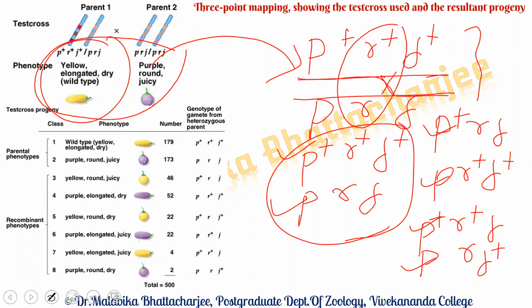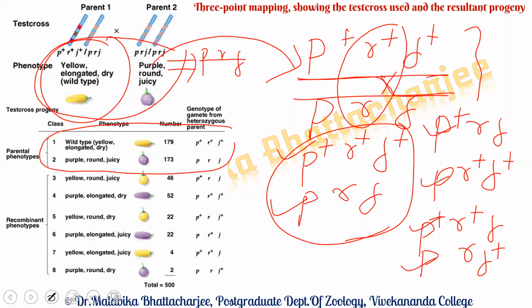But before coming to that, these are the parental ones. Remember, since the heterozygous is being crossed with a homozygous recessive, this plant will always contribute nothing else but P, R, and J. And P, R, and J are always recessive.